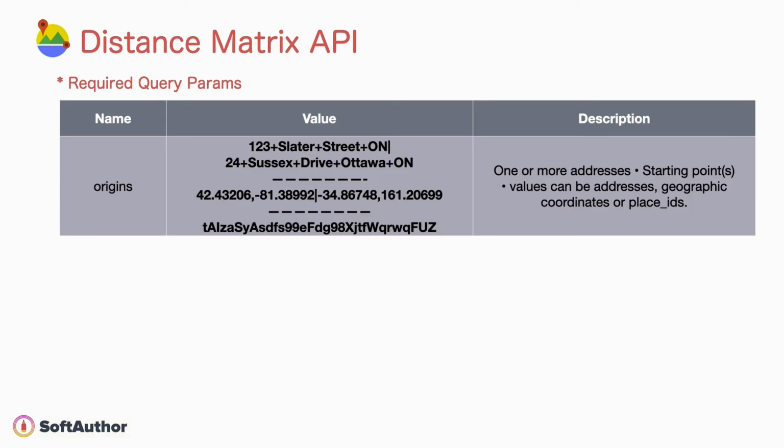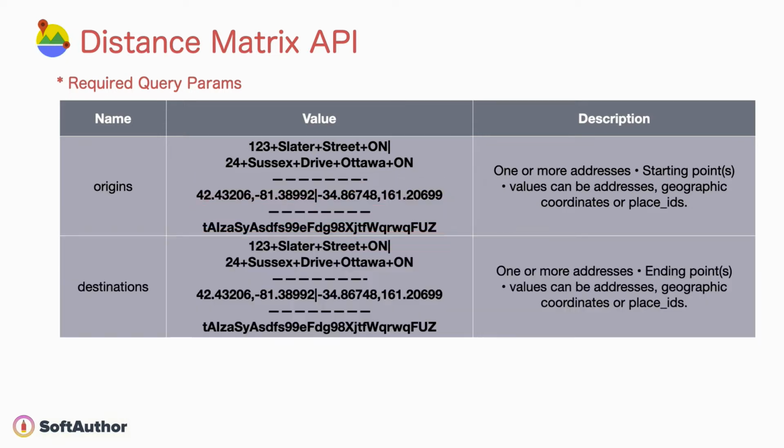The first one is origins. The value of this parameter will be a single address or multiple addresses separated by a pipe sign. This will be the starting point for calculating travel distance and duration. The value of this parameter can be one of these formats: a plain street address, geographic coordinates, latitude and longitude separated by a comma, or a place ID.